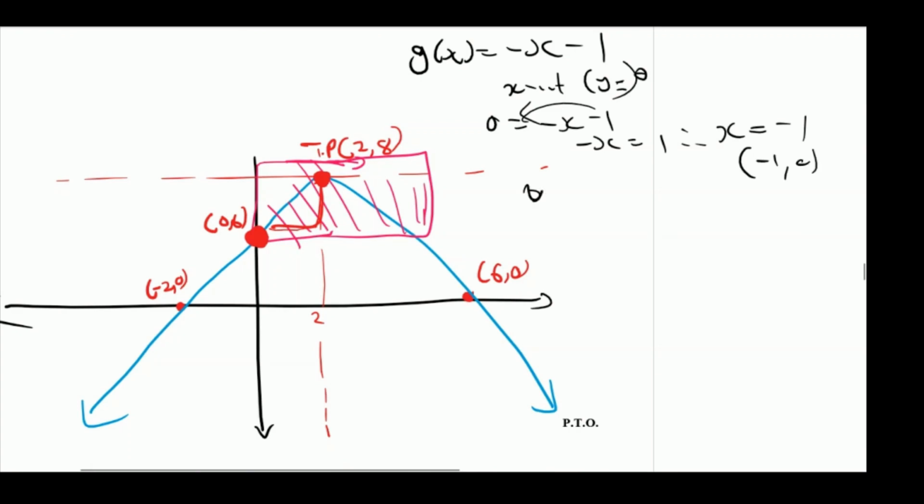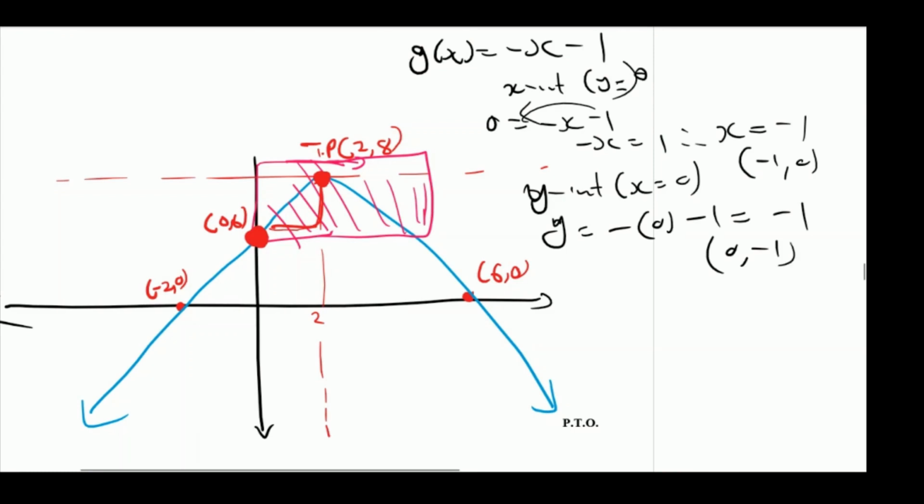And then the y-intercept, when x equals 0, y equals minus 0 minus 1, so it equals minus 1. So the point is 0, minus 1. So these are the points. Let's start with 0 and minus 1, which we can assume is here, and minus 1 and 0, which is here. So we join the straight line. It looks like this.